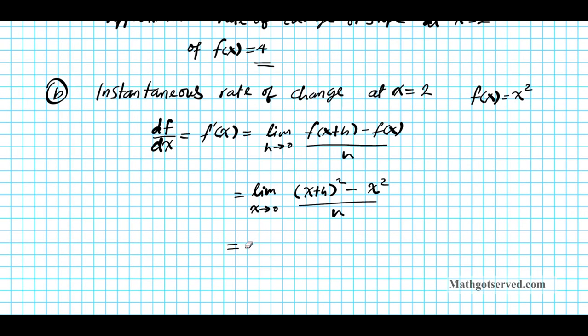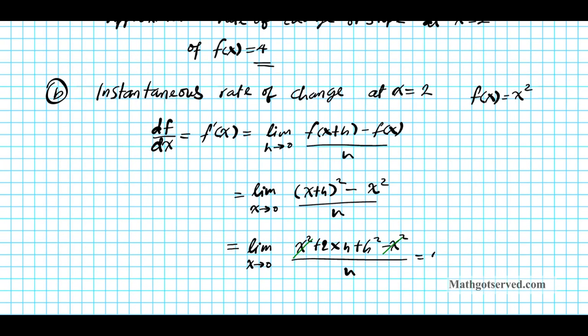Okay, all right, let's simplify this. We're going to have the limit as h approaches 0. If you expand this component, you have x squared plus 2xh plus h squared minus x squared over h. Now the x squareds cancel out.